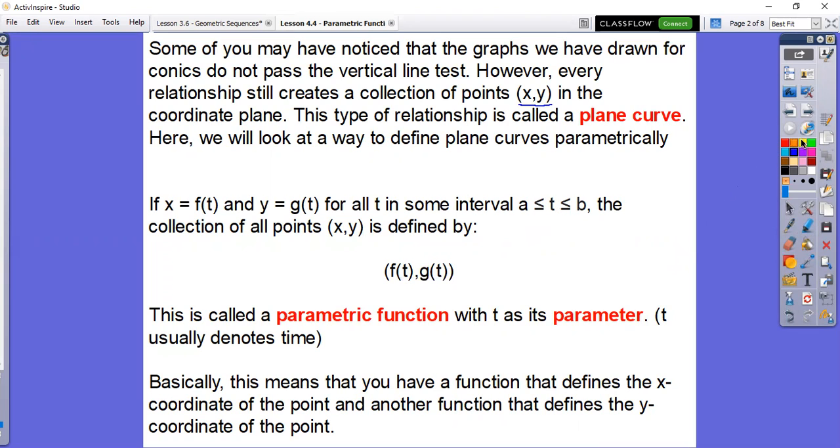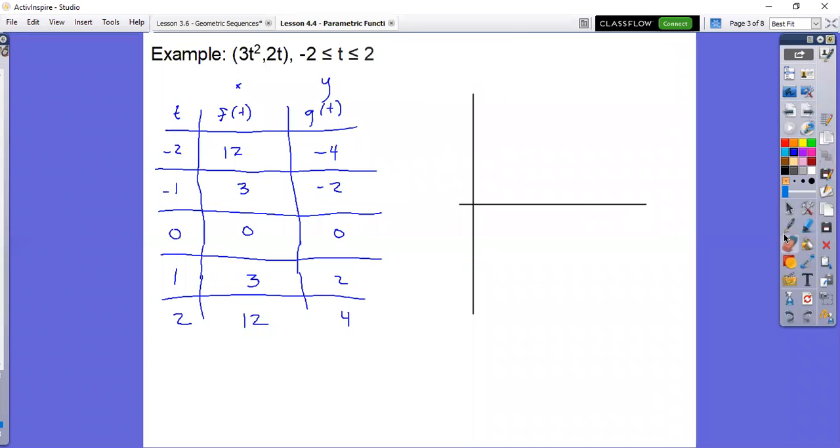All right, let's take a look at an example of a parametric function. Here the x coordinate is defined by 3t squared and the y coordinate is defined by 2t, for any t value between -2 and 2. If I plug -2 into the x function, I get 12. If I plug it into the y function, I get -4. If I continue to do that in each one of these functions, I get a set of points.